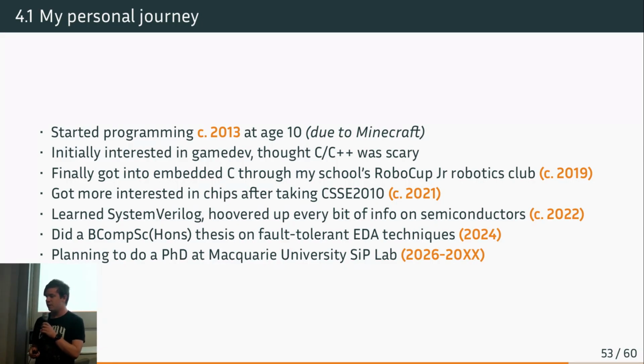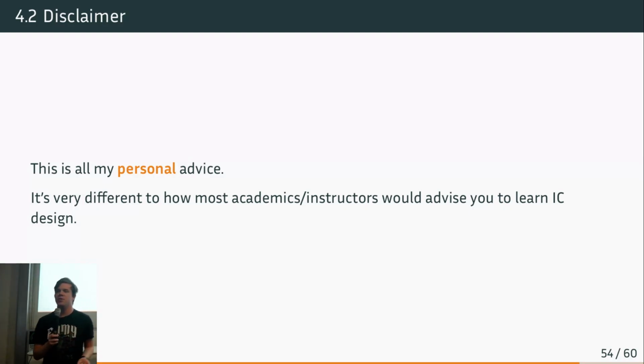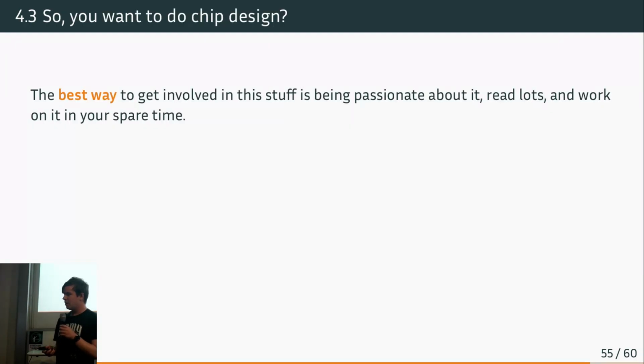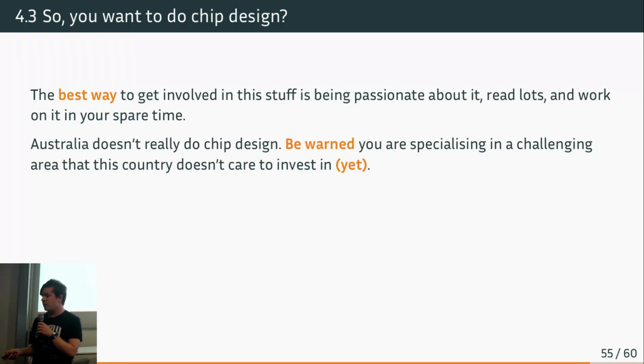So that's my journey. But my disclaimer is that this is all my personal advice about how to get involved. I learned in a non-standard way, so what I will propose is very different to how most academics or instructors will advise you to learn IC design. So take it as you will. If you want to do chip design, the best way I think to get involved in Australia right now is to just be passionate about it, read lots, and work on it in your spare time. The reason being is that Australia doesn't really do chip design. If you're going to specialize in it, be warned that you are specializing in a very challenging area that this country, unfortunately, doesn't really care to invest in yet.